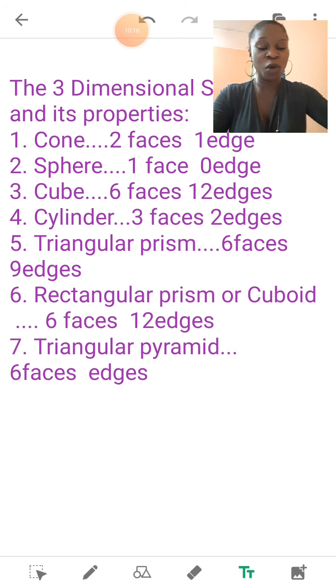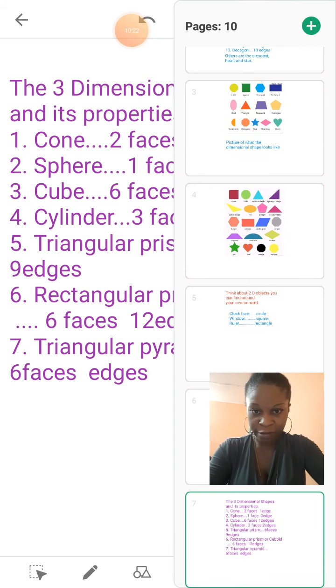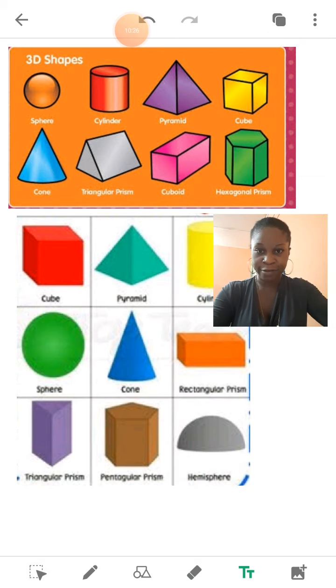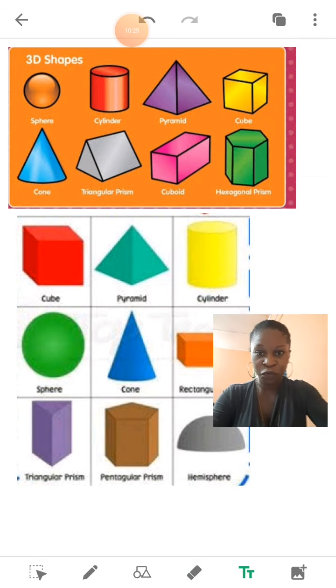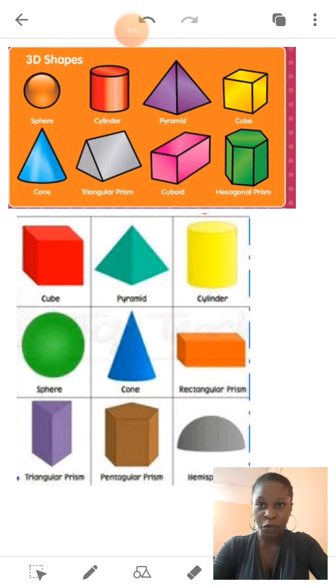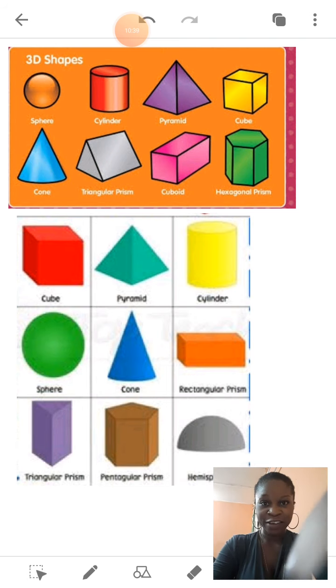Now let's take a look at all these shapes we have mentioned. Let's look at the pictures of them. Next slide, sorry. Yes, so these are the pictures of these shapes Miss Paula is talking about. Let me push my picture down. We have the sphere. You can see the cylinder. You can see the pyramid. You can see the cube. Here is written a cuboid, so that's good to go.